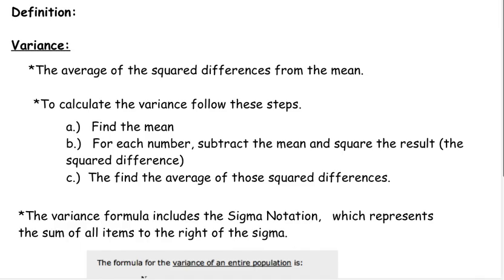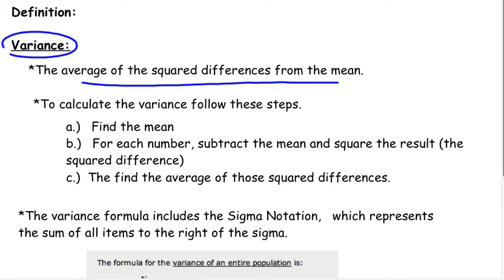All right, so the first thing I do want you to write down is this word, variance. Variance is the average of the squared differences from the mean. And then you don't need to write down the rest. We will go through it together. I just want to talk you through it.